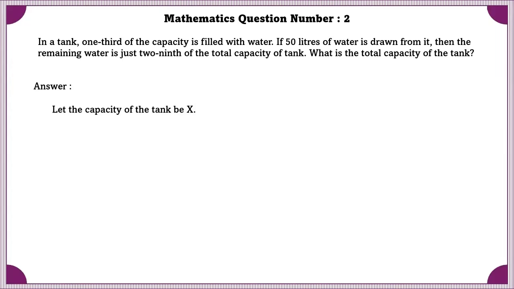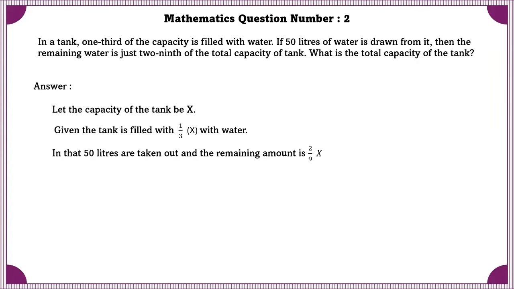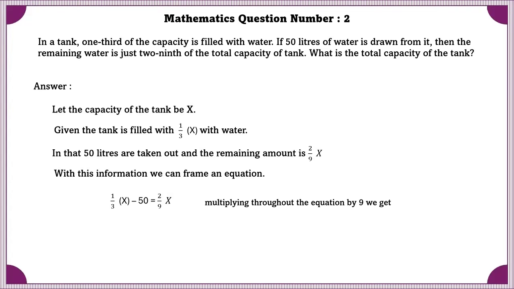Let the capacity of the tank be X. Given the tank is filled with 1/3 of X with water. In that, 50 liters are taken out and the remaining amount is 2/9X. With this information, we can frame an equation. 1/3 of X minus 50 is equal to 2/9 of X. Solving this, we can find the value of X, that is 450 liters, which is the total capacity of the tank.